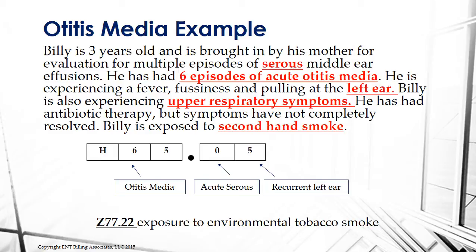Also, we just wanted to point out that anytime you have a contributing factor, there's always going to be that additional code. So there'll be a total of 2 codes. So in this example, you can see because the patient is exposed to environmental smoke, we have used that Z77.22 to indicate his smoke exposure. So just another thing that we wanted to point out.